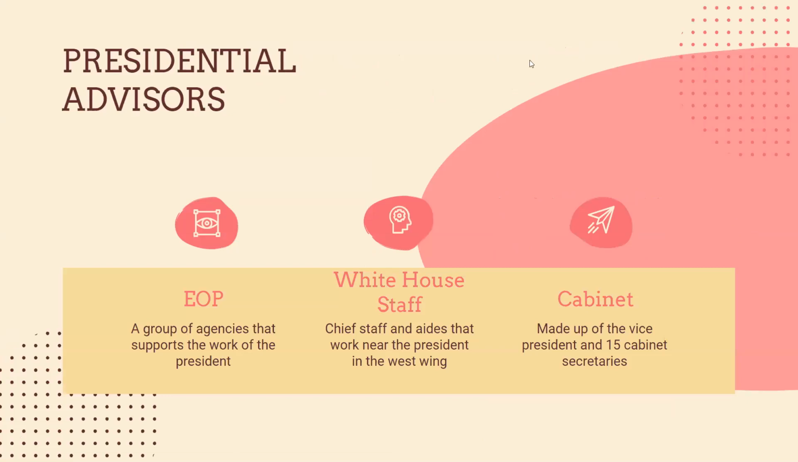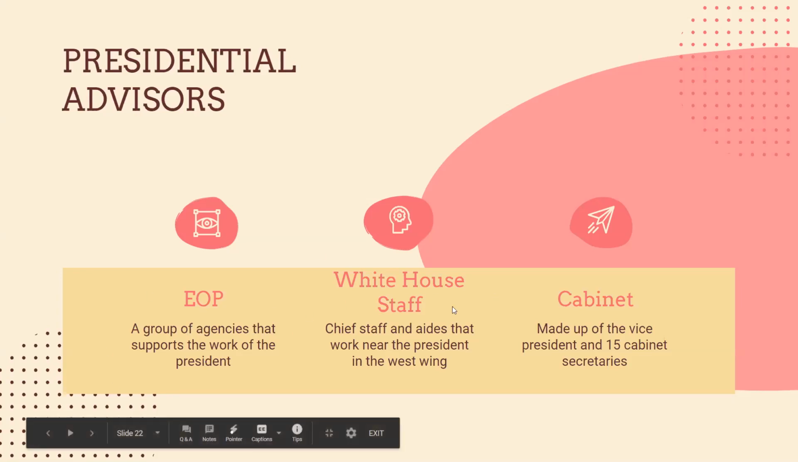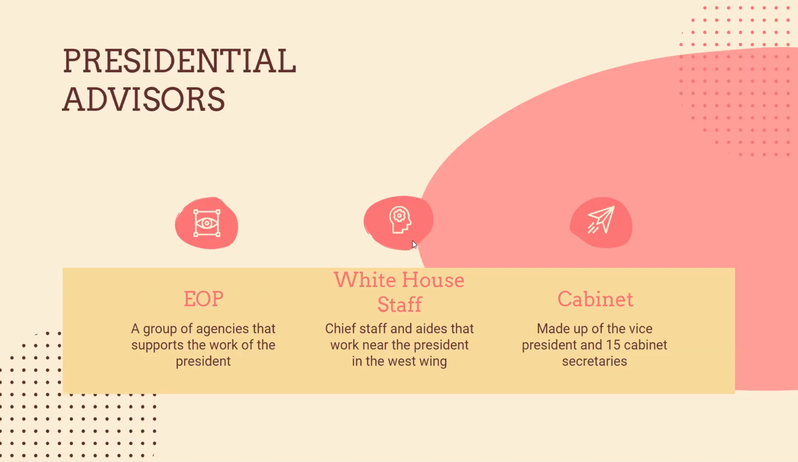And then we have the presidential advisors. First we have the EOP. It's the group of agencies that supports the work of the president. These agencies are part of the executive branch, and I believe there's 15 agencies that support what the president does.